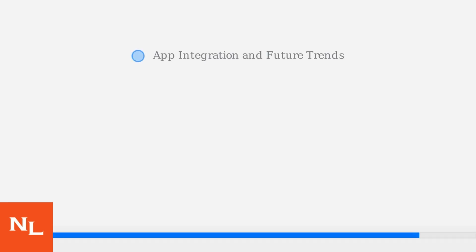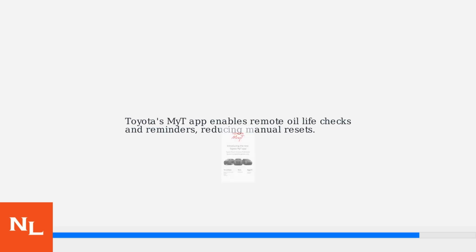These professional-grade devices allow customizing the maintenance interval beyond the standard 5,000 miles, adapting to your driving conditions and oil type. These alternatives provide flexibility, but always ensure your oil change is done properly before any reset to maintain your vehicle's warranty and performance. Toyota's MyT app allows remote oil life checks and reminders, reducing manual resets. The MyT app provides convenient access to vehicle maintenance information without manual intervention.